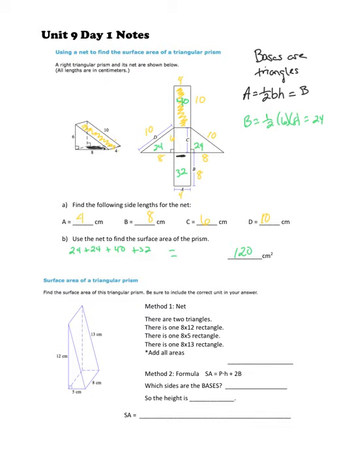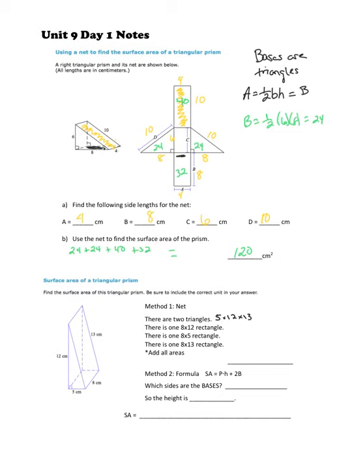Now we're going to do it, and there's our formula. We did method 1, the net. Method 2, the formula. So there are 2 triangles and one 8 by 12 rectangle. The 2 triangles, we didn't write the dimensions down, so I'm going to write them down. The 2 triangles are 5 by 12 by 13.